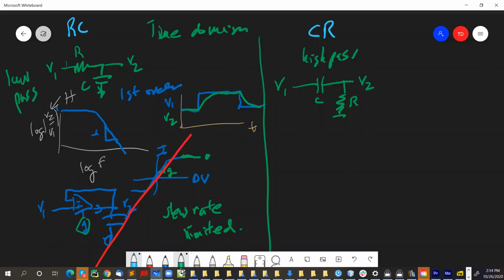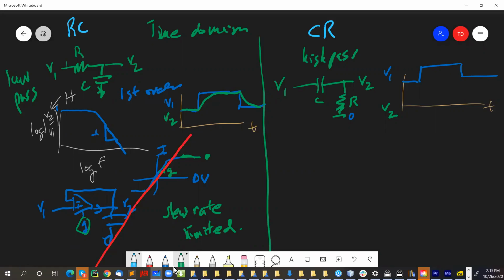Okay, let's do the same thing for the CR high pass. So I'll draw the same plot over here in the time domain. And again, an input signal in blue, V1. It could be the same step here. And now let's look at V2. Now V2 doesn't have to have the same DC level. In fact, if this is 0 volts here, then V2 will just be centered around 0. In practice, inside a chip, it'll be centered around some voltage that's between VDD and ground. But for simplicity, I'll just make it 0 volts now.